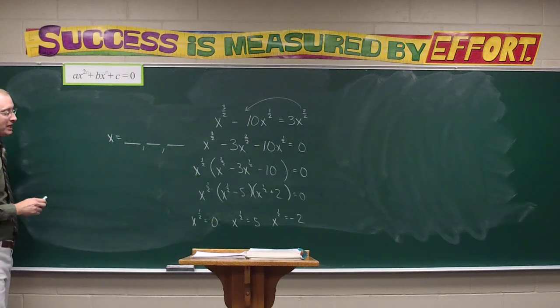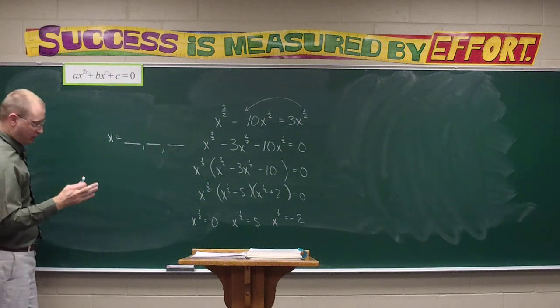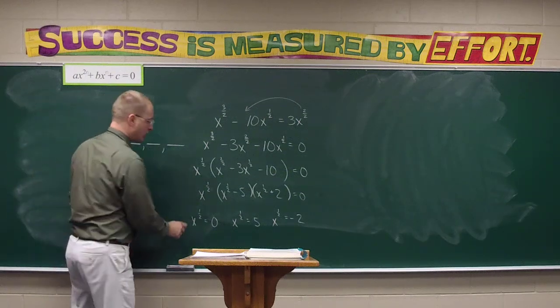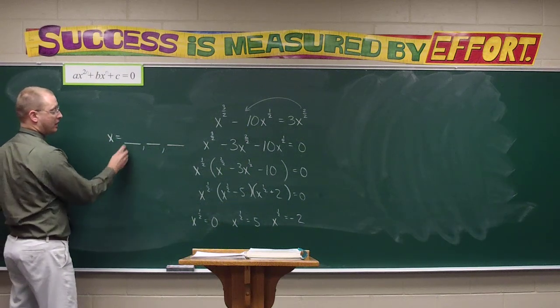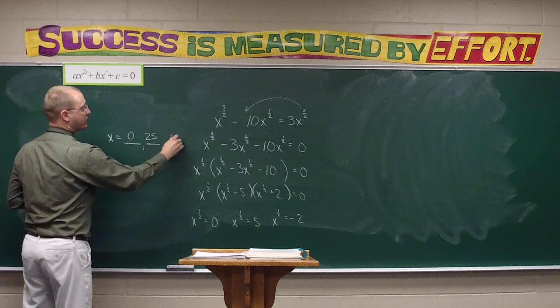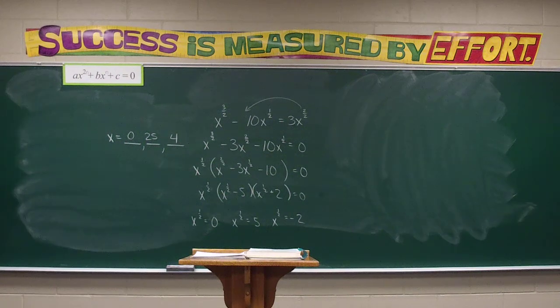But, class, what do I need to do everywhere? Square everything, right? Because these are technically all square roots of x. So when we square everything, I end up with 3 possible answers for x, class. 0, 25, and 4. Now, one of those, my internal radar is going off saying, I bet it's extraneous. Which one?